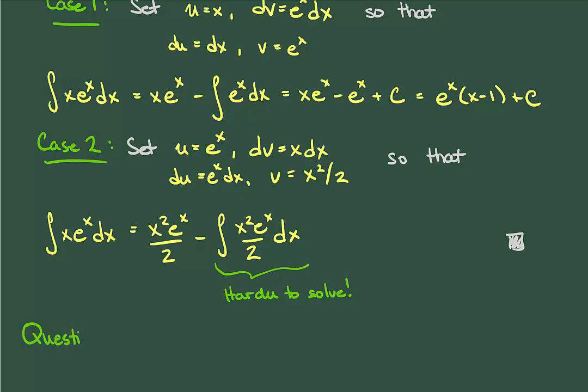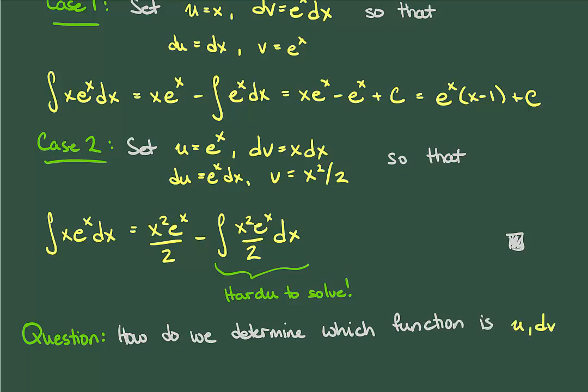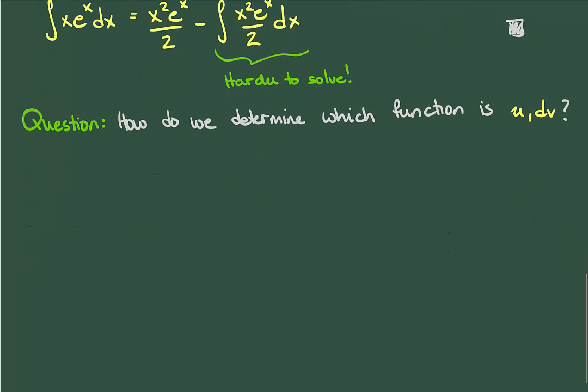But of course you're probably asking now, how do we determine which function should be u and which function should be dv? And if you look around, you'll find lots of little tricks which work most of the time but not all the time, or maybe mnemonics. But it turns out there's an easier way. And let me show you using our above example.